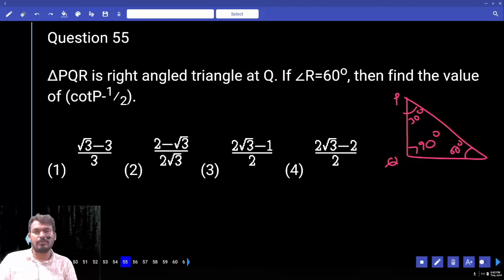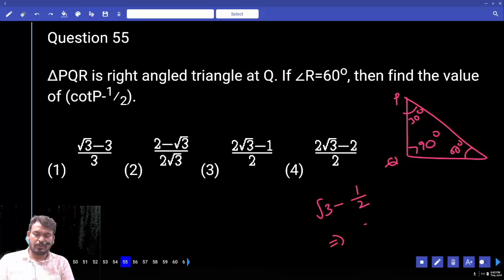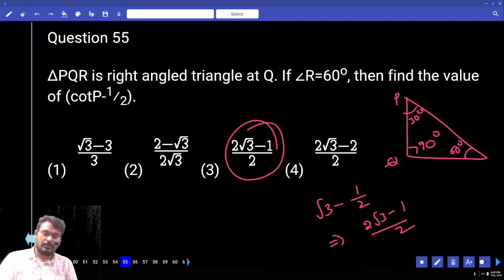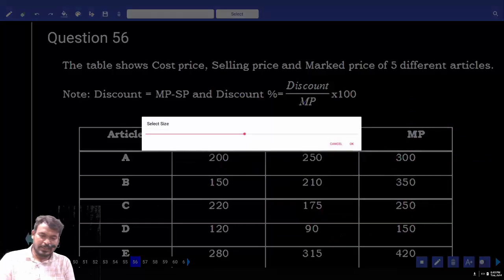What is the question here? Cot P minus 1 by 2 means cot 30. What is cot 30? Root 3. Root 3 minus 1 by 2, which we write as 2 root 3 minus 1 by 2. Then the answer is the third option. What is the cot P value? Root 3. Root 3 minus 1 by 2 is written as 2 root 3 minus 1 by 2.